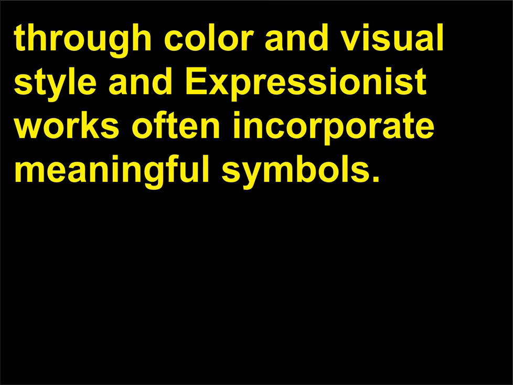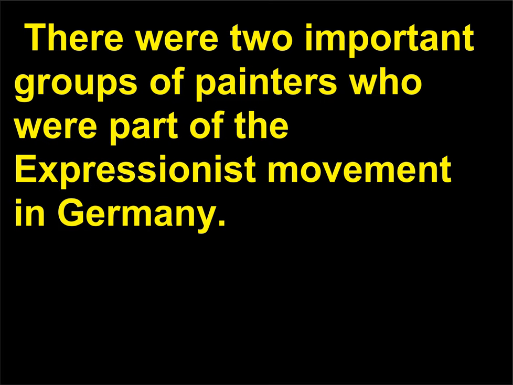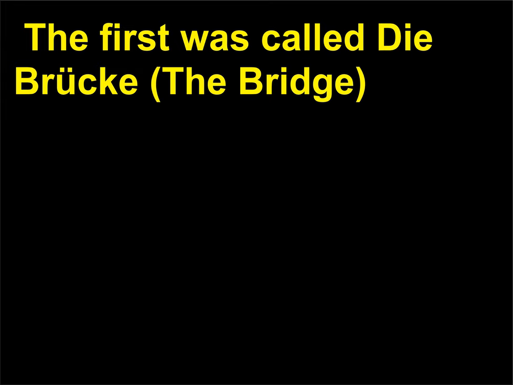There were two important groups of painters who were part of the expressionist movement in Germany. The first was called Die Brücke, the Bridge. And the second was known as Der Blaue Reiter, the Blue Riders.